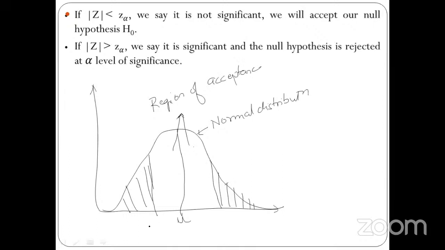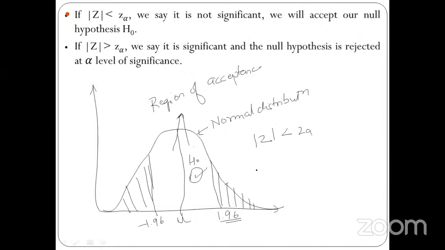Now suppose we take the values minus 1.96 and plus 1.96. Now, if the calculated value is less than the critical value, where alpha is the level of significance, it means it is falling somewhere here. It means we accept the null hypothesis.